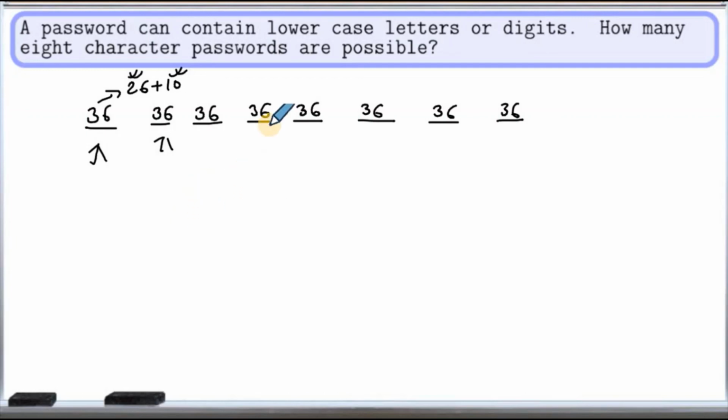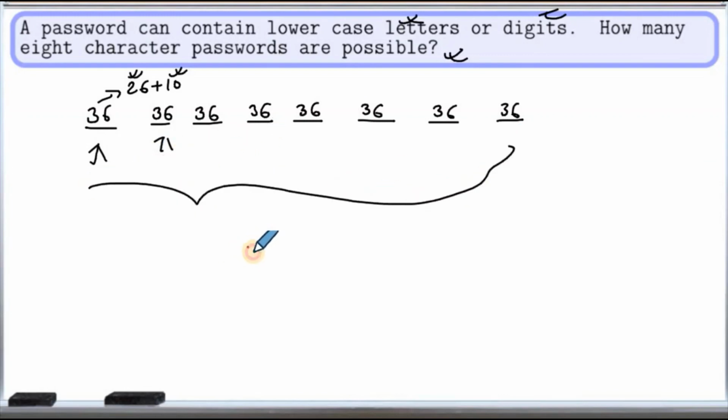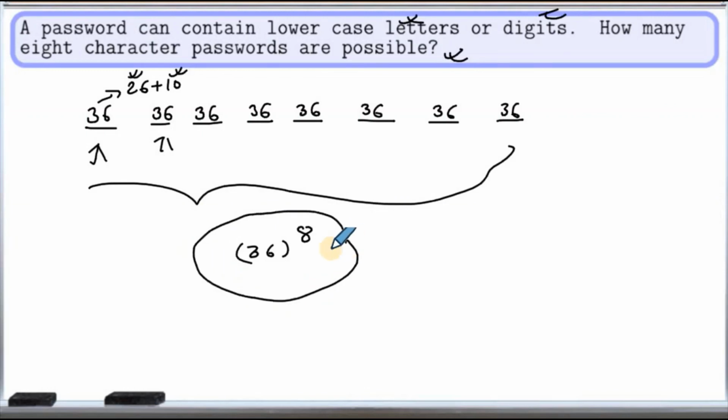So now to find the number of 8-character passwords with letters or digits, all we need to do is find the product of these numbers. That would be 36 to the power 8. This will be a really huge number, so we can just leave it like this.